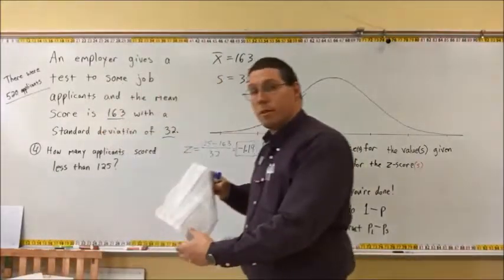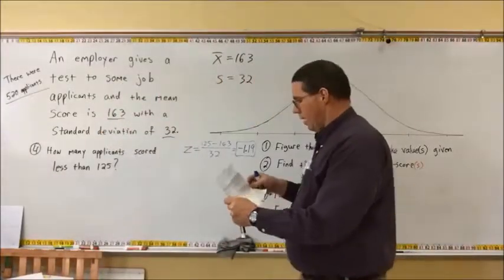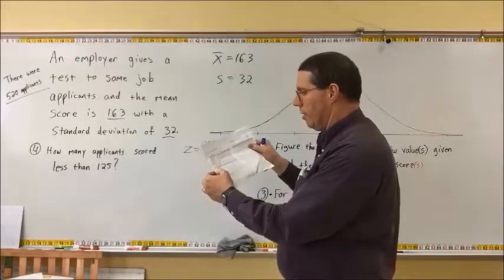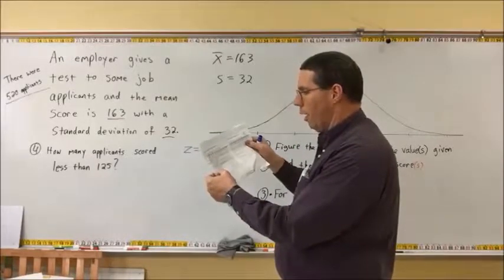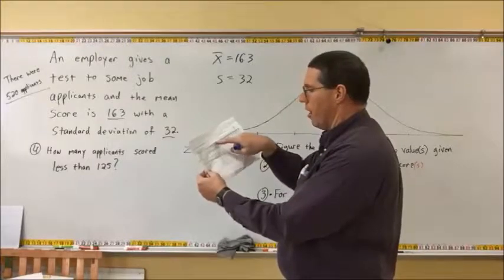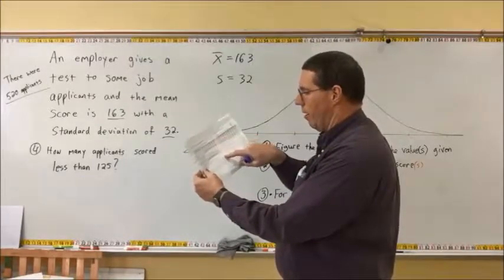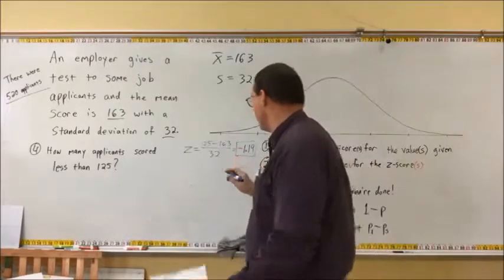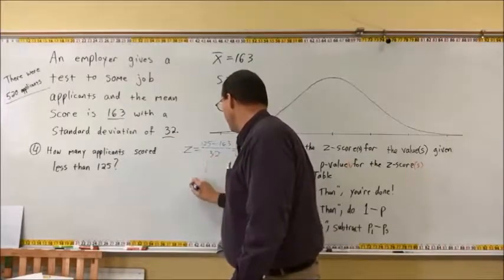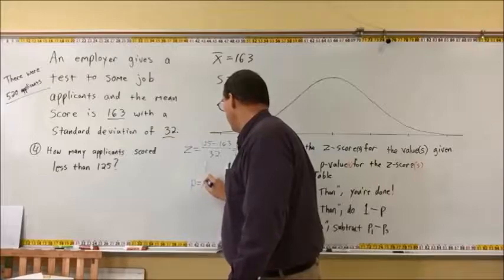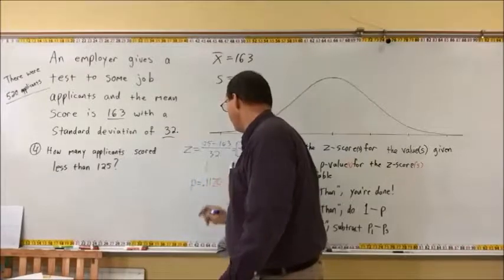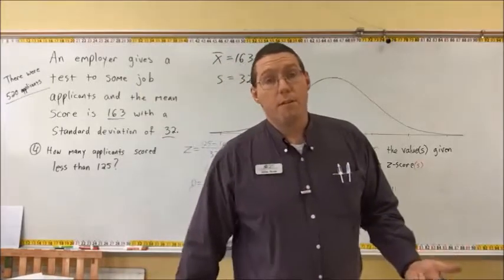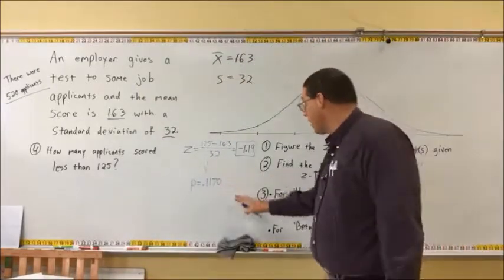Next step says find the p-value for that z-score in the z-table. So we're going to go to the z-table right here, and we're going to find negative 1.19, which is in the left column here. We're going to negative 1.1, and we're going to go all the way over to the column at the end that has a 9 at the top, and our p-value is 0.1170. So this becomes p equals 0.1170.